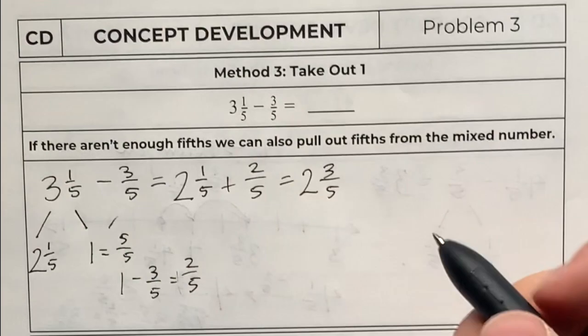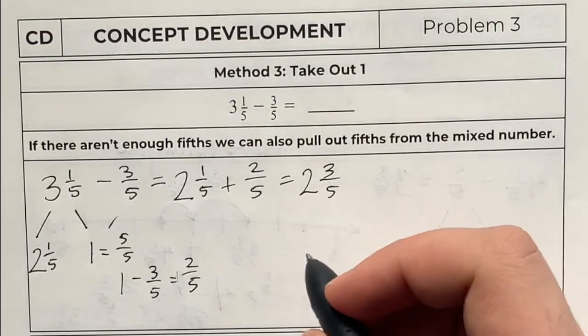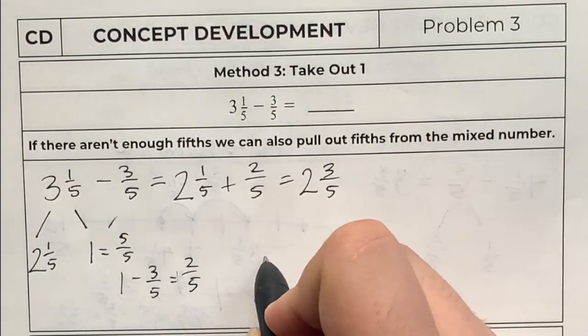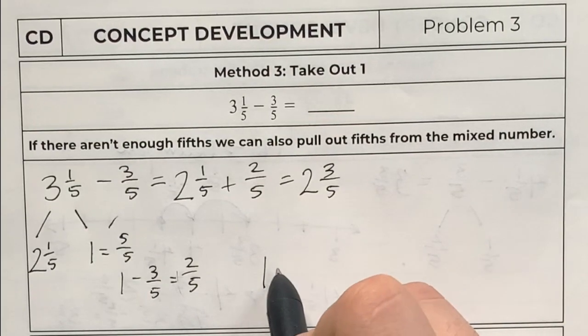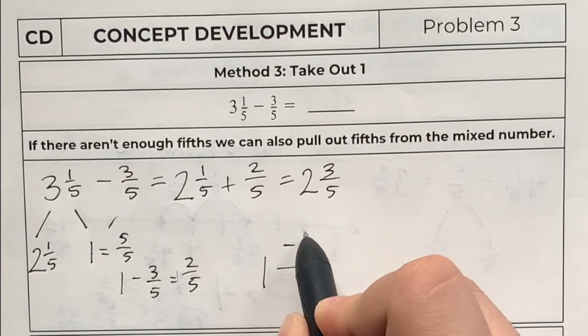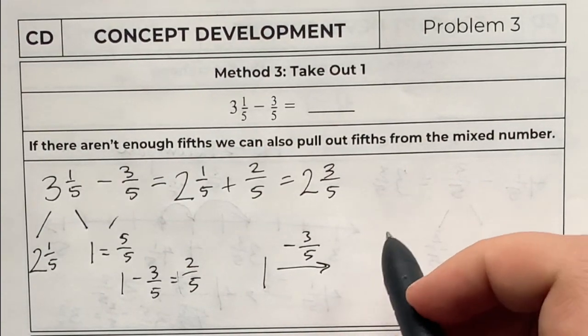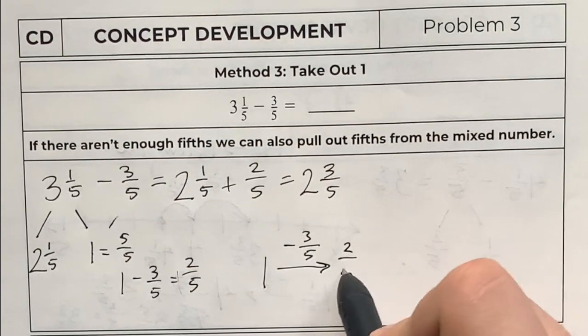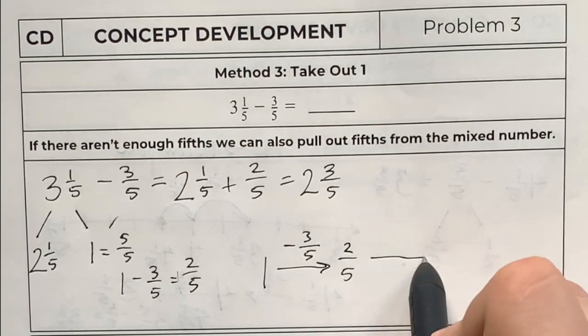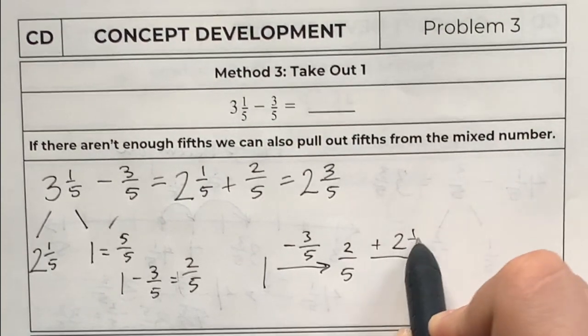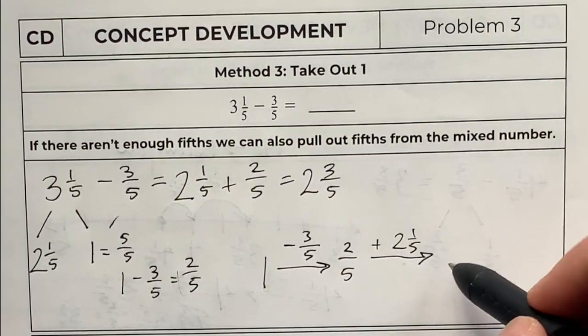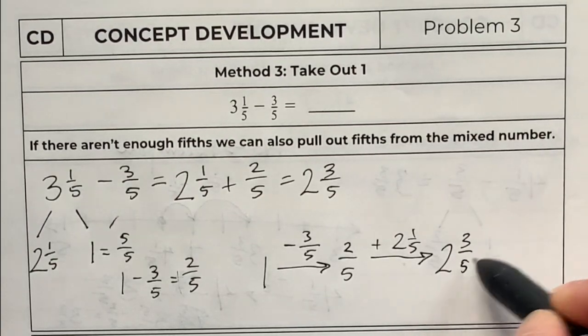You can show that with the arrow method. And it looks a little bit different this time. So I have 1 minus 3/5. I get 2/5. I'm going to add 2 1/5 to it, and I get 2 3/5.